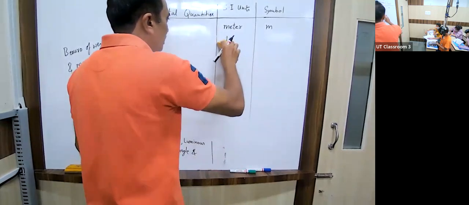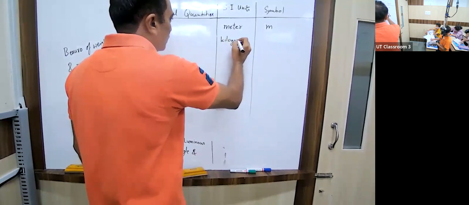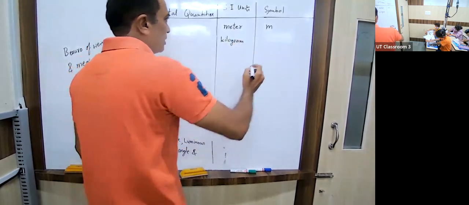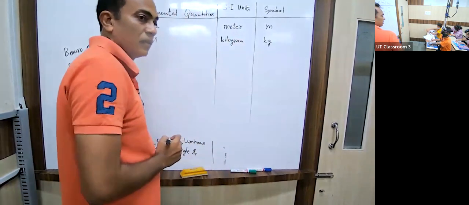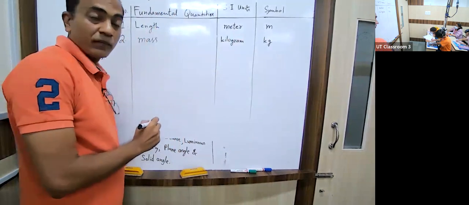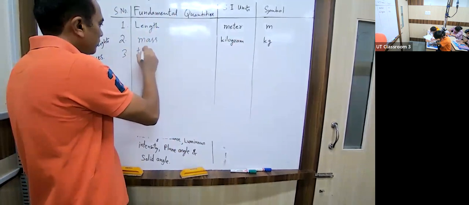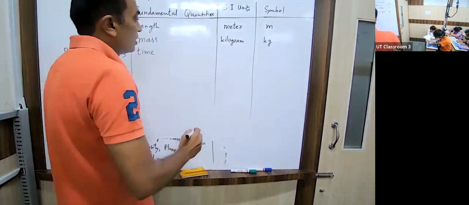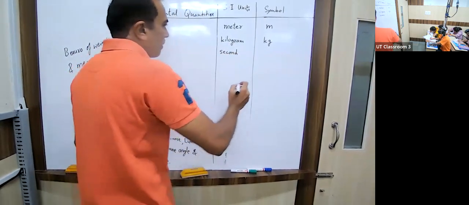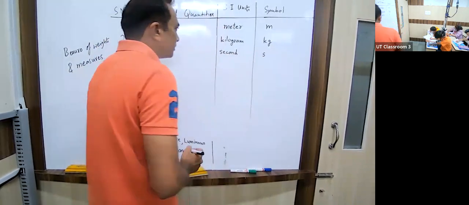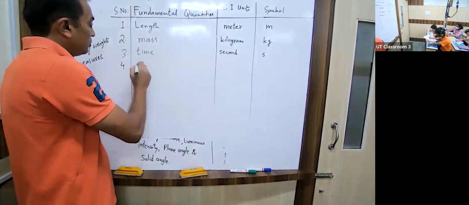The k is lowercase. You have to remember that whenever you are writing the full name of the unit, you have to write it in lowercase. The symbol is kg. Third is time. The SI unit of time is second, and the symbol is s.